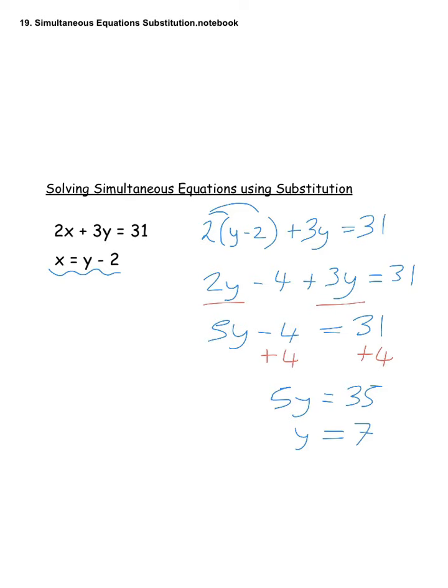Now that we have our value for y, which is 7, we're going to substitute that back into the second equation. So the second equation becomes x is equal to 7 take away 2. And I hope I don't have to tell you that 7 take away 2 is equal to 5. So our final answer to this simultaneous equations question is that x is equal to 5 and y is equal to 7.